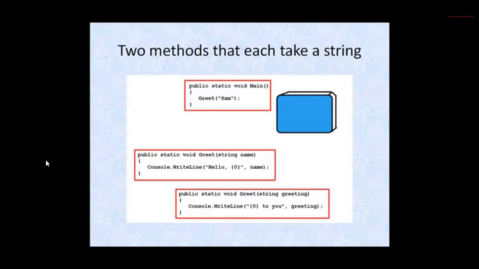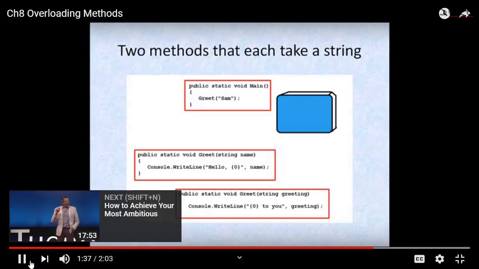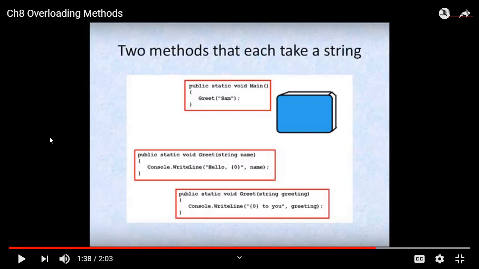Here's two methods that each take one string parameter and they're both named greet. Look at this. Two methods, they have the same name and they have the same parameter type. You see the parameters are named differently. What is the name of the first parameter? Name. What is the name of the second parameter? Greeting. So the names of the parameters are different, but that alone is not enough to make them distinct. So that is illegal. It will not compile the code, okay?